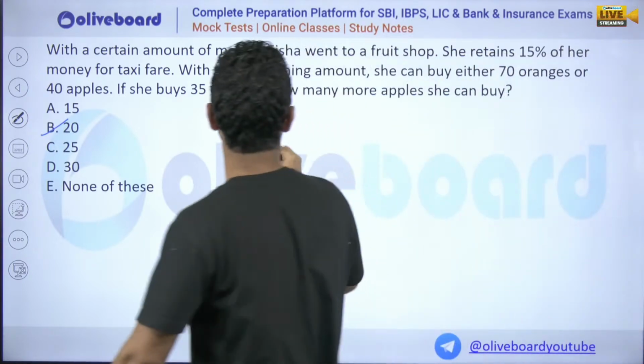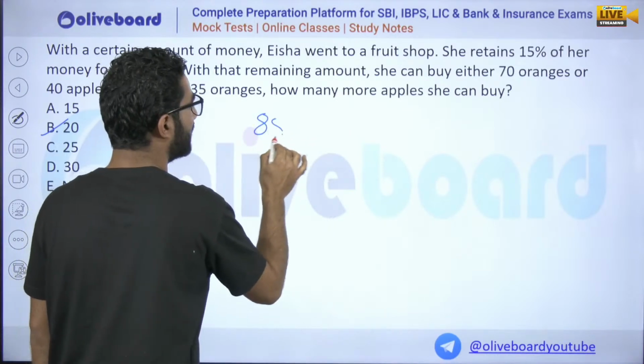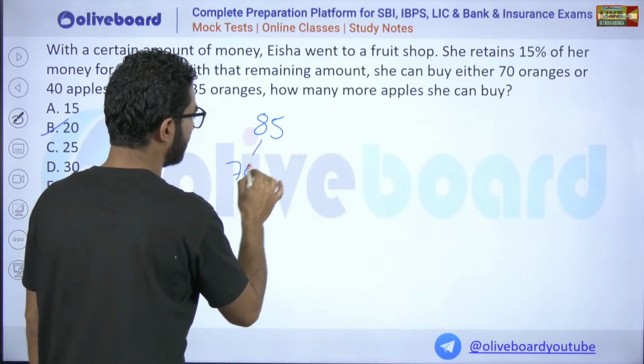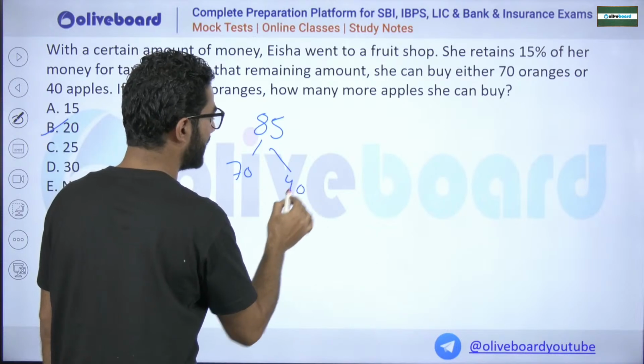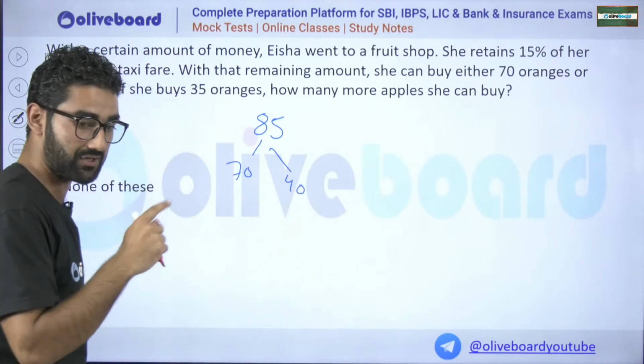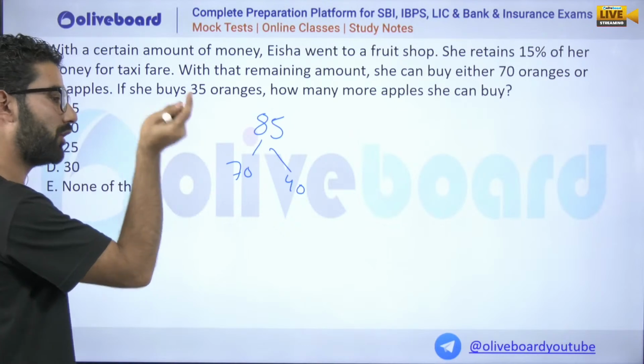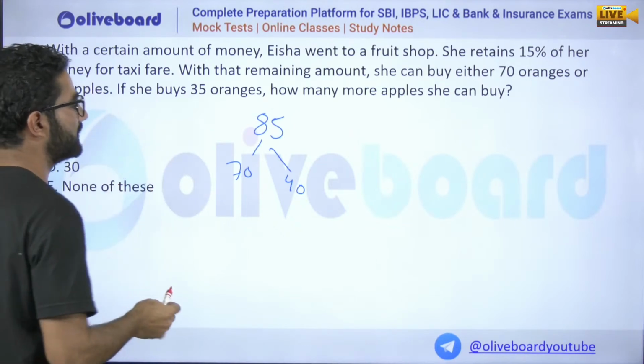Another method we have, like having 85 rupees for shopping, 70 or 40, I know that. Now you can do this by calculation, by the conventional method also. I am just going for the trick always. Now you can do the conventional method.